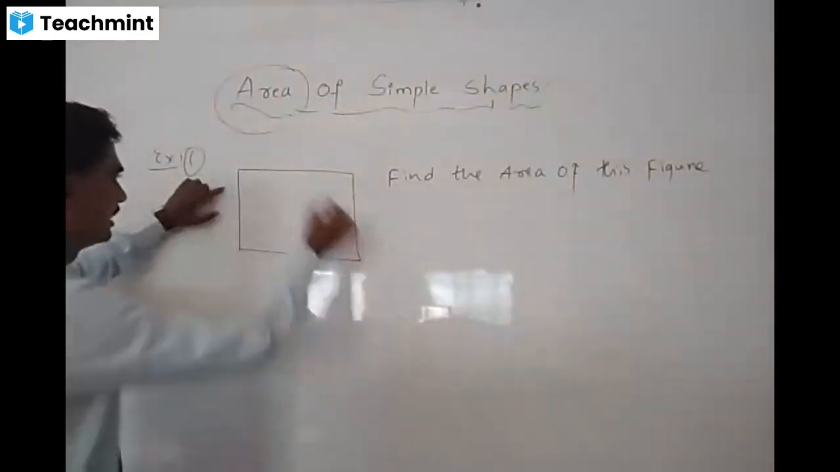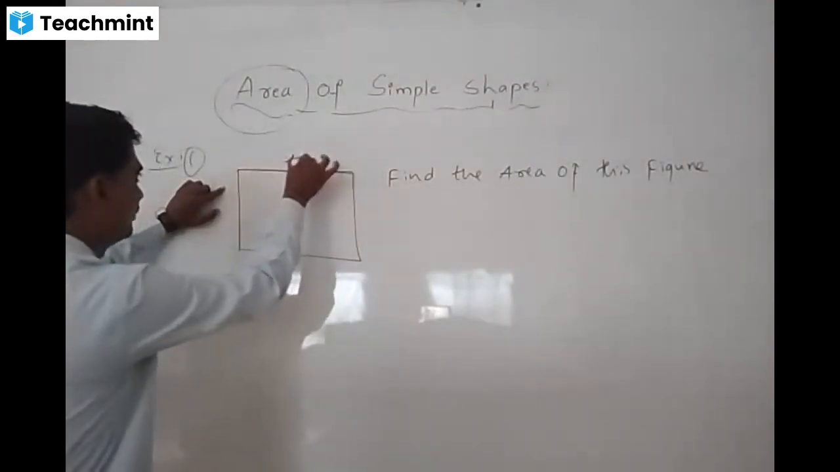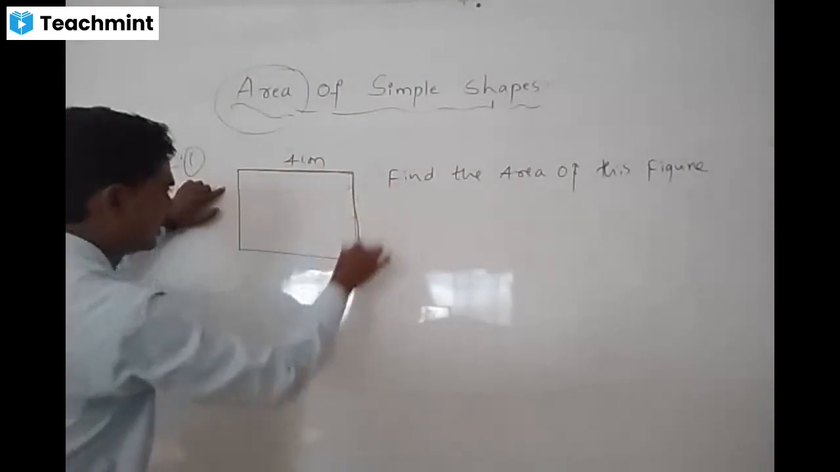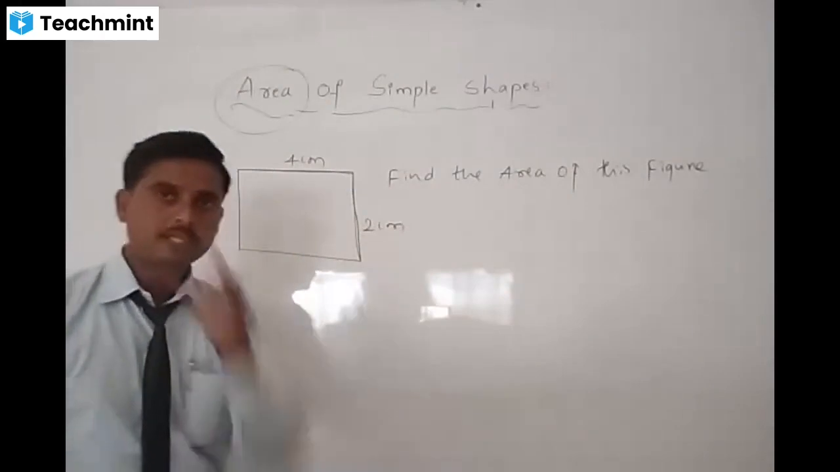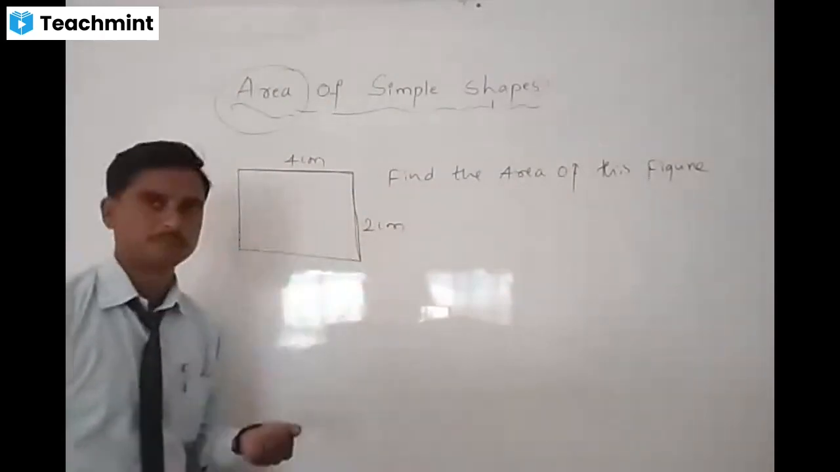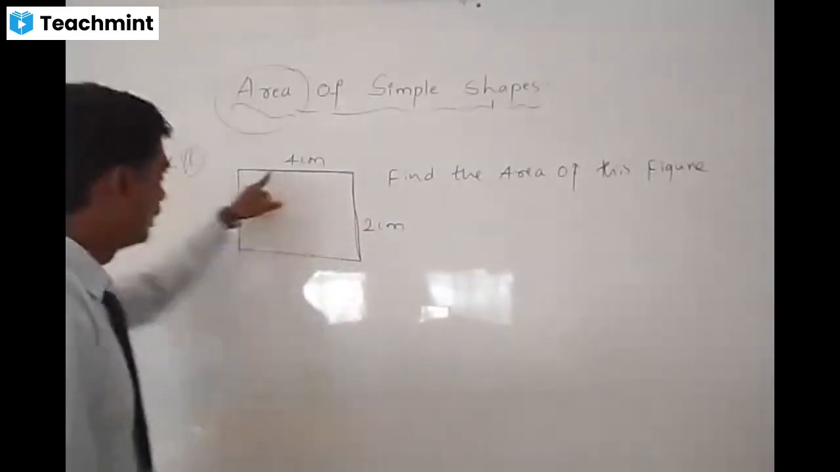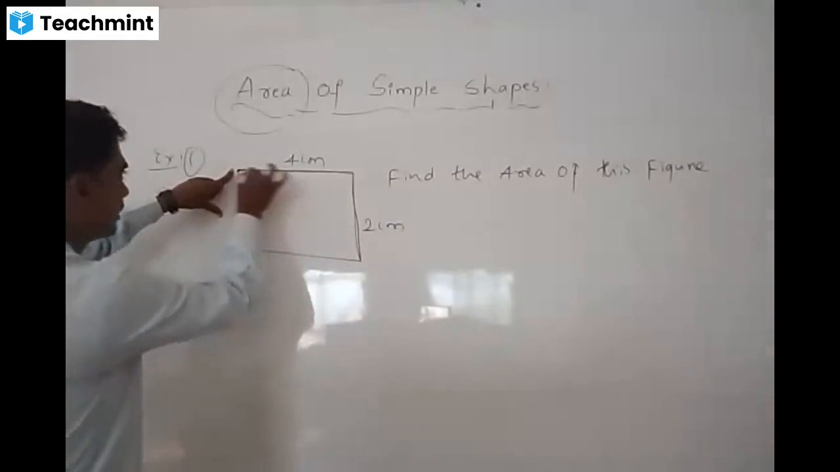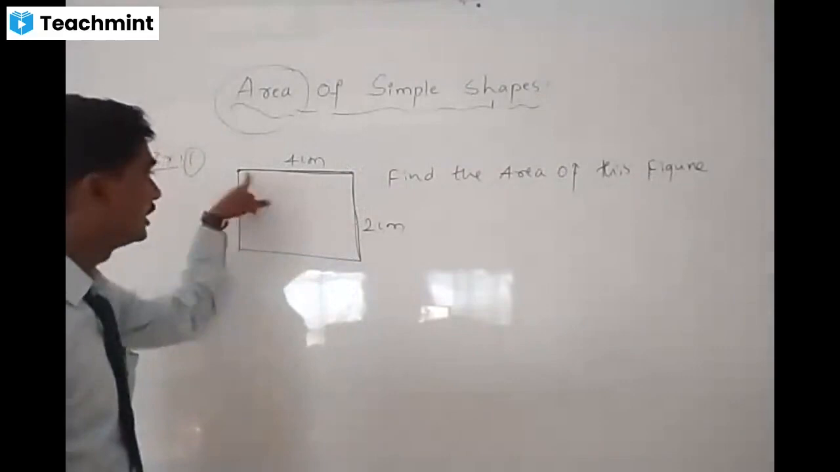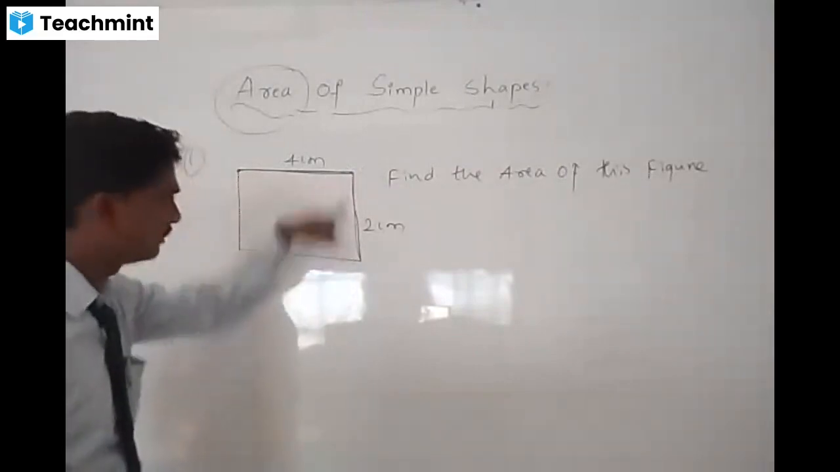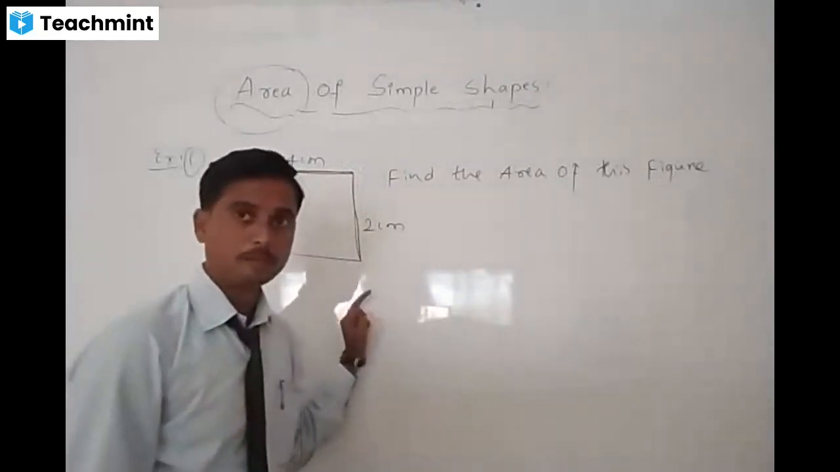Now let us discuss here. This given figure has length 4 centimeters and breadth 2 centimeters. Dear students, your attention should be on the whiteboard only. Here, this 4 centimeter length is there. This is called length and this is called breadth.